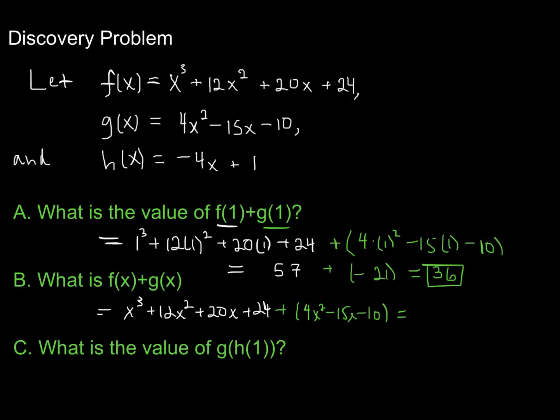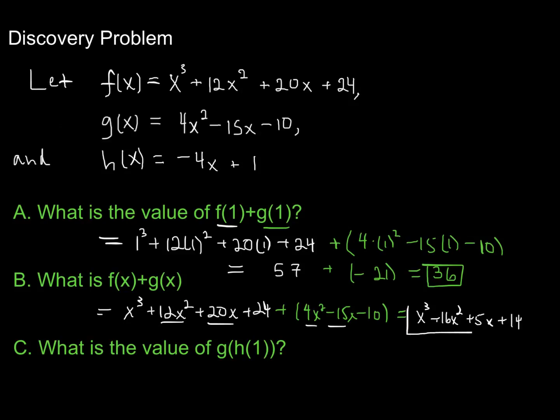I can add some like terms together. So I'm going to still have an x cubed all by itself. I have 12x squared plus 4x squared. It's going to be 16x squared. I have 20x minus 15x, which is going to give me 5x, positive. And I have 24 minus 10, which is going to be positive 14.